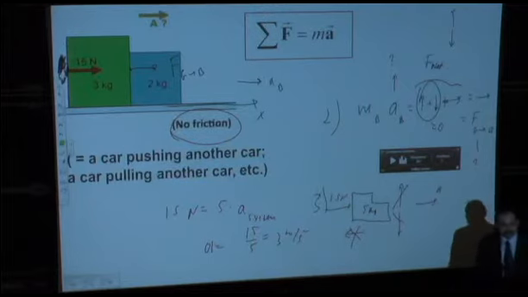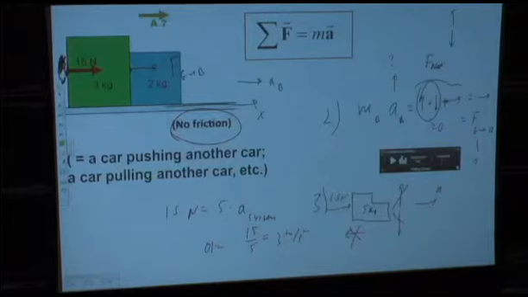So this acceleration, which we have calculated and we call the acceleration of the system, is at the same time the individual acceleration for each part of the system, including the green box, including the blue box. So the immediate conclusion is the acceleration of the green box is equal to the acceleration of the blue box, which is equal to the acceleration of the system as a whole, equals 3 meters per second squared.